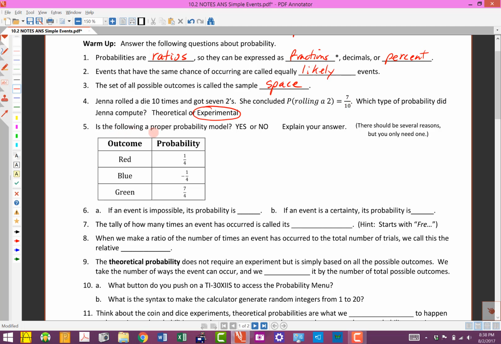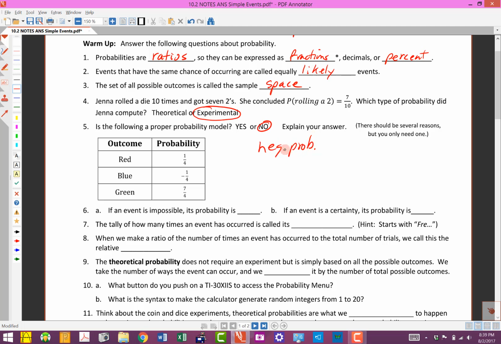And then number 5 says, is the following a proper probability model? Yes or no? And then explain your answer. There are actually quite a few reasons here why it may or may not be. So let's take a look. Are all the outcomes listed? We'll assume so since we don't know what the experiment's about, but there are results of blue, red, and green. And then one probability is 1/4, another one is negative 1/4. Well, that's a problem right there. So the answer to this is no, it's not, because we've just broken one of the rules for probability. One of the reasons would be we have a negative probability.